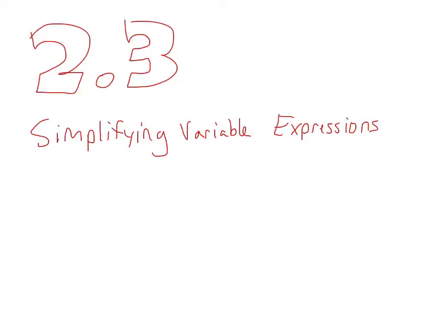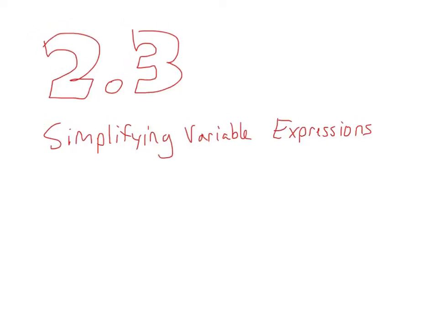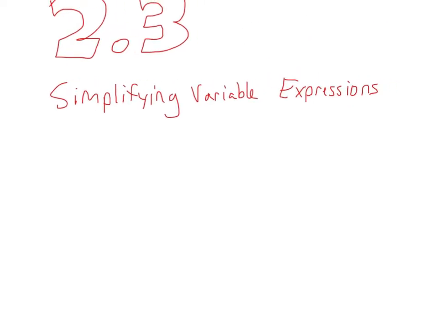Alright everybody, welcome to 2.3. We are simplifying variable expressions. Okay, so what does that mean? Well, first of all, we're talking about variable expressions. We're going to have variables, a, x, y, so on and so forth, and expressions, which means I'm going to have numerical sentences, but they're not going to have equal signs.